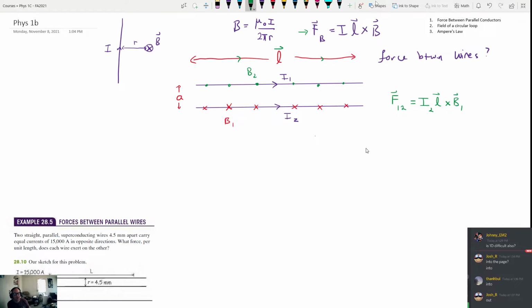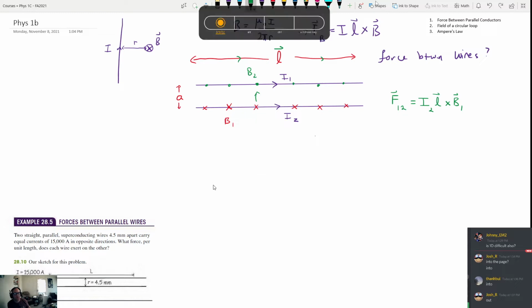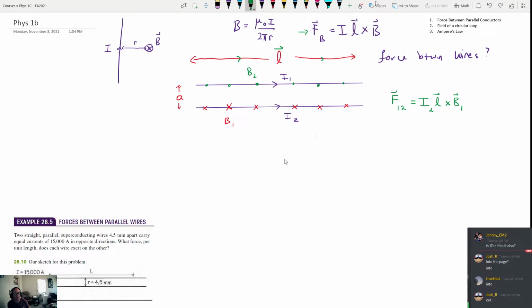Now you all tell me, according to the right-hand rule, what is the direction of F12 going to be? Is it going to be up or is it going to be down? What's the direction of this one going to be? So use your right-hand rule. The force of wire 1 on wire 2. Is it going to be attracted to the top wire or is it going to be repelled from the top wire? Up. That's right. So we know that the force here, in this case, is going to point up.